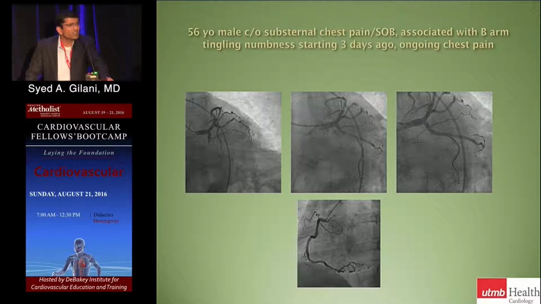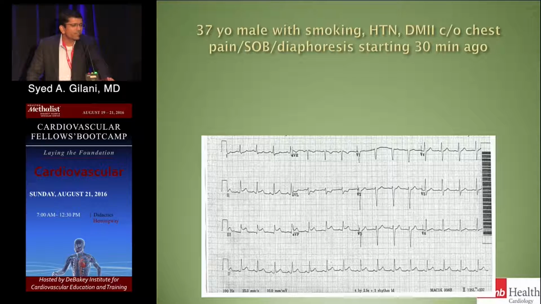And there are actually several studies that have looked at the circumflex territory being silent on a 12-lead EKG, unless you consider doing left lateral leads. This might have been a case where you might have picked up ST segment elevation in V7, 8, or 9, so consider doing that.